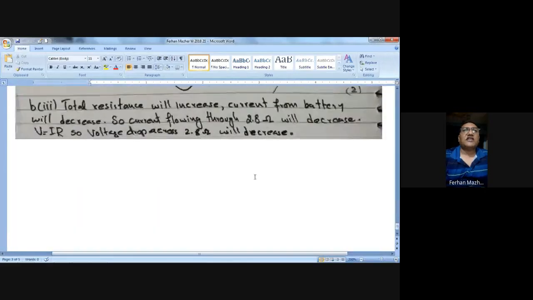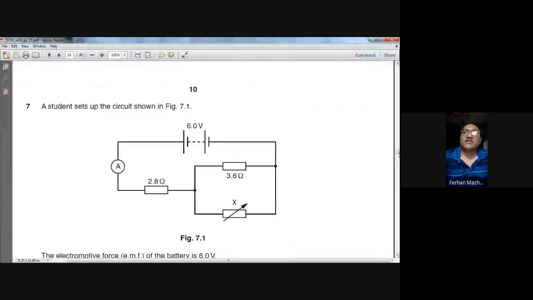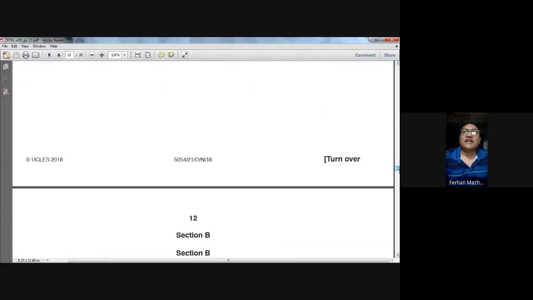Okay, that answer is on your screen. Total resistance will increase. Current from battery will decrease. So current flowing through the 2.8 ohm will decrease. As we know, V equals IR, and R has not changed, and I has dropped. So the voltage drop across the 2.8 ohm will decrease. It was a 2 marks description. I hope you have understood this. So that is it. After that, we have question number 8 and Section B starts.